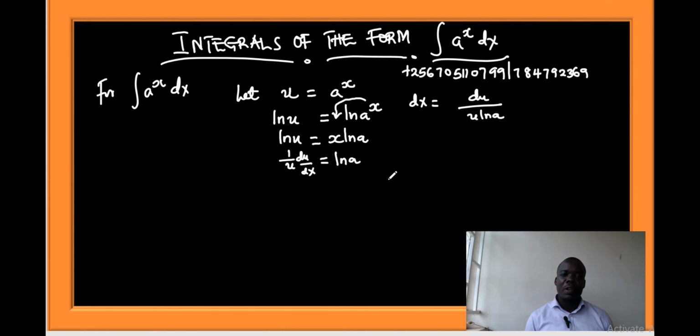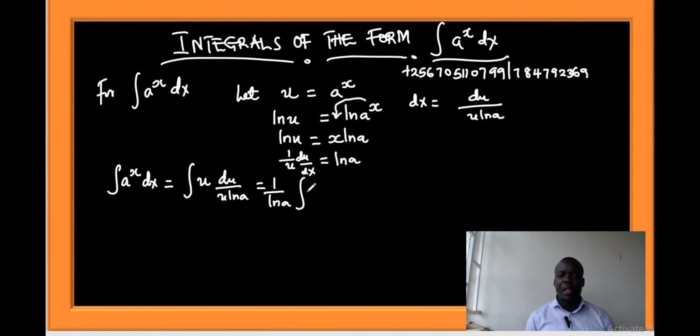And then when we come and do the integration, I will say integral of a power x with respect to x is definitely going to be, we called the whole of this, you remember, the dx became du over u ln of a. That means at the end of the day, u will cancel out. 1 over ln a will come out of the integral sign because it is a constant. Then you're integrating 1 with respect to u. So it means we shall now have 1 over ln a, and then when you integrate 1 with respect to u, you get u plus a constant.